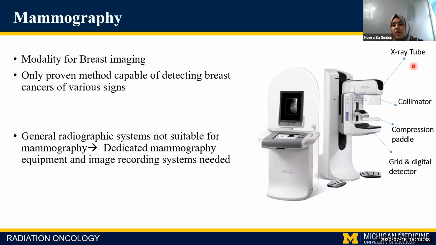It has an X-ray tube and a collimator, then the addition is a compression paddle so that you get a more homogeneous shape of the breast for imaging. And then finally you have the grid and the digital detector to collect the signal.